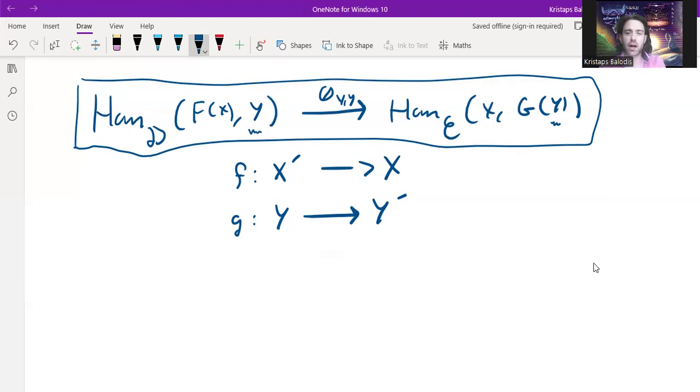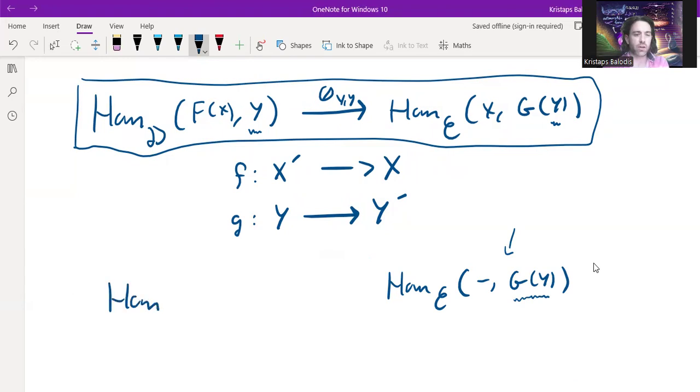On one hand, I have the contravariant functor that would eat x's and spit out Hom. This is a particular contravariant Hom-functor where I've just fixed this object. And over here, I've got this other Hom-functor. Well, this is a composition of functors, right?